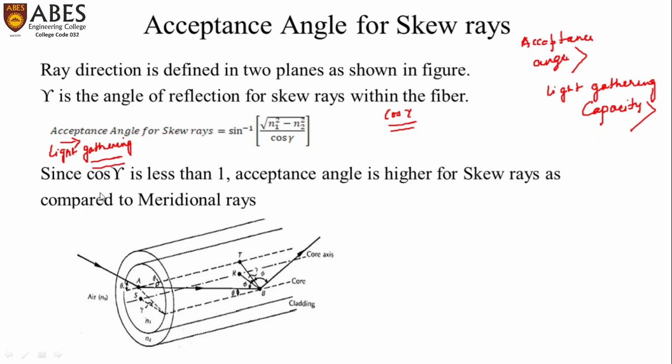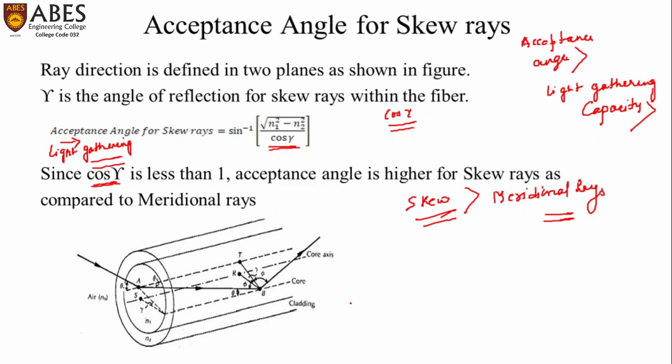Since cos gamma is less than 1, the highest value it can have is 1 or less than 1. So acceptance angle is higher for skew rays as compared to meridional rays. If the ray is skew, then its acceptance angle is higher than meridional rays, and that is due to the cos gamma only, because cos gamma value can't be greater than 1, the maximum value is 1.